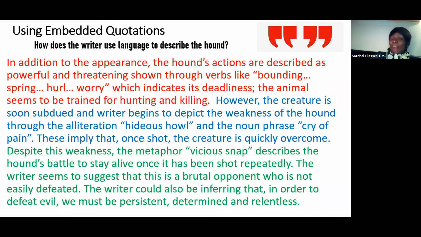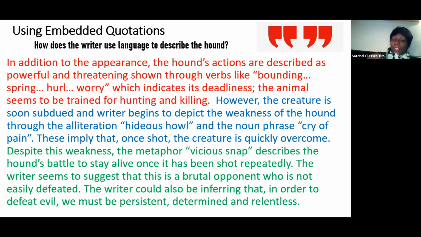In addition to the appearance, the hound's actions are described as powerful and threatening, shown through verbs like bounding, spring, hurl, and worry, which indicate its deadliness. The animal seems to be trained for hunting and killing. However, the creature is soon subdued, and the writer begins to depict the weakness of the hound through alliteration, hideous howl, and the noun phrase, cry of pain. These imply that once shot, the creature is quickly overcome.